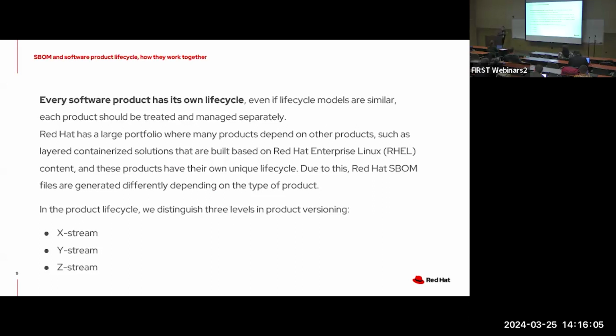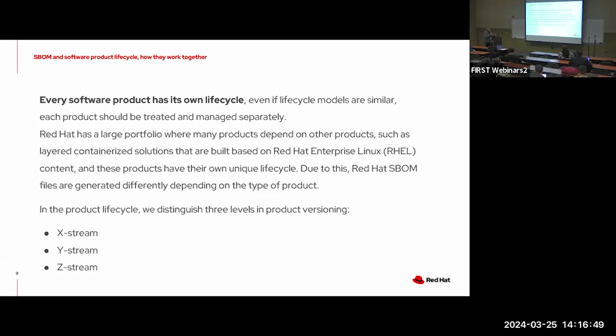Now, we talked about the SBOM definition, how it should be built, what to expect. Now, how to associate an SBOM with the product lifecycle. At Red Hat, we have a really big portfolio. It is very important to understand that every single product has an individual, independent lifecycle and support model. Even if we talk about products that rely on another product, like OpenShift Container Platform, which uses RPM packages from Red Hat Enterprise Linux, both those products have their own independent lifecycle.